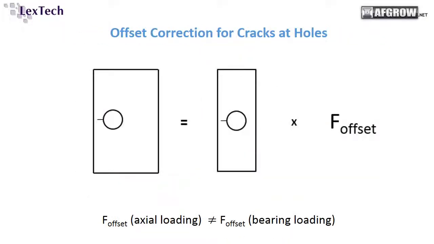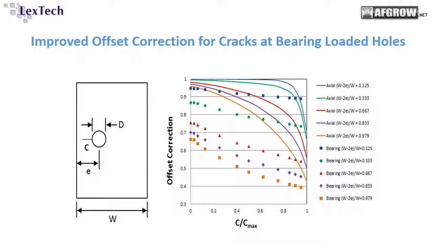Now another thing that changed in version 5.2.3 was the offset correction for bearing load. The solution simply takes a center crack solution, multiplies by an offset effect to give you the solution for the offset hole, whether the crack's going towards the near edge or whether it's going towards the far edge. Now, the solutions for the axial case and the bearing case are not the same. As you see here, the solid lines are the correction for the axial loading case, and the data points that we've obtained by finite element solution were the corrections required for the bearing load. Very different.